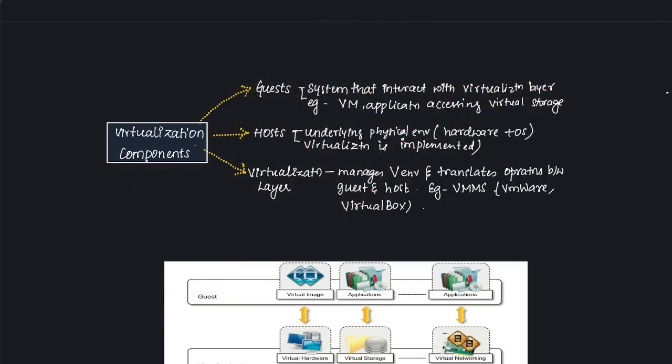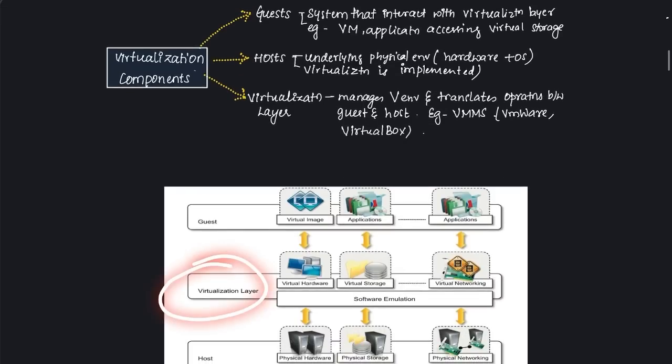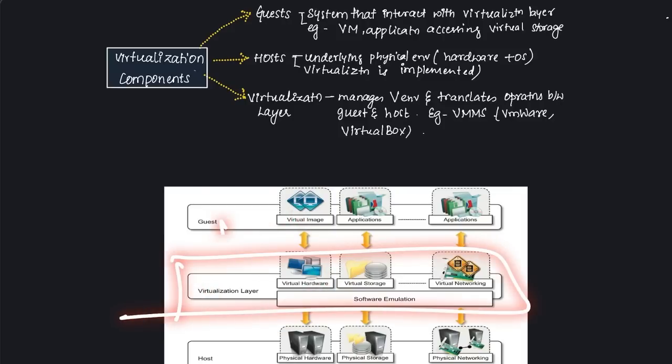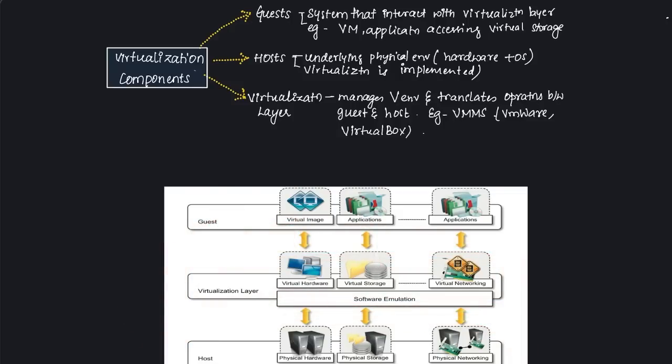Next we have is virtualization layer. So virtualization layer will manage the virtual environment and it translates the operations between guest and the host. For example, the virtual machine managers like VMware, VirtualBox are the well-known examples of virtualization layer. So this layer will separate the guest system from the hardware, that is the host system. It will provide an illusion that each guest is running on the dedicated server. But is it running on the dedicated server? No. It is sharing the resources from the virtualized layer through the host. Okay. So that was about the virtualized layer.